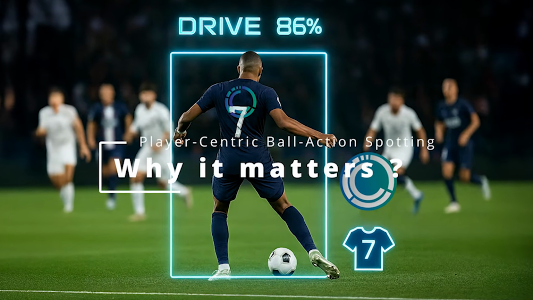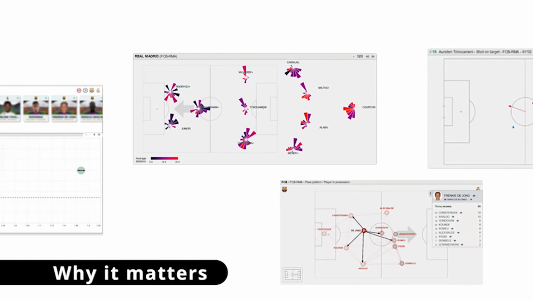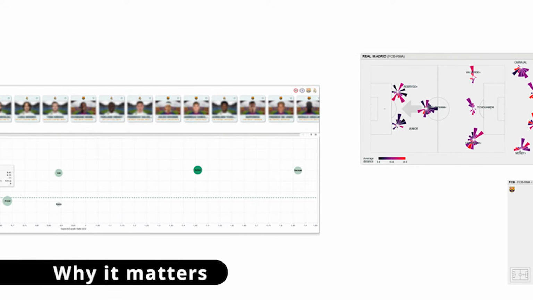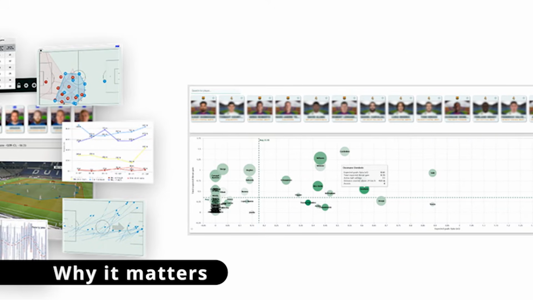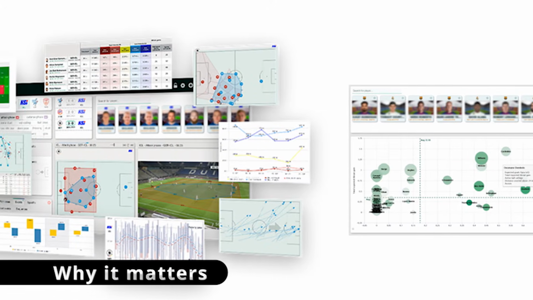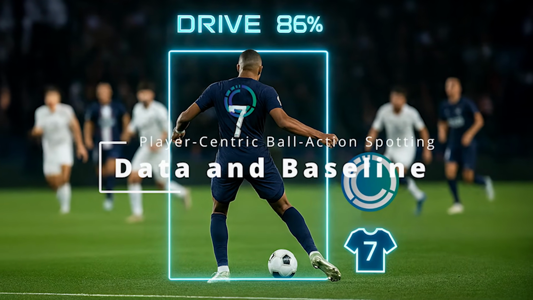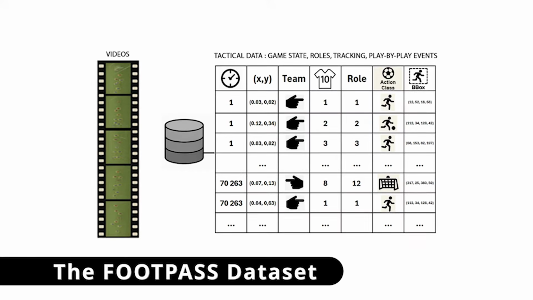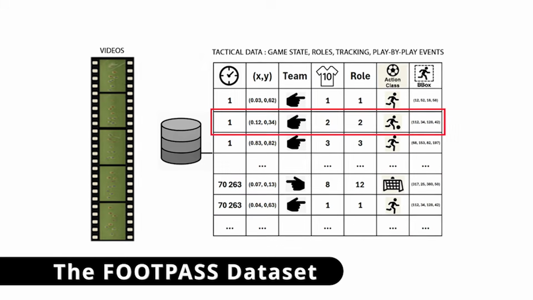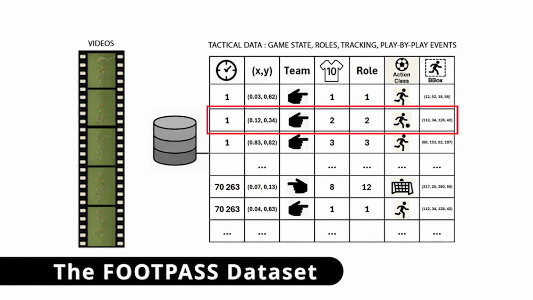Why does it matter? Once you know the who, you can quantify contribution: pressing intensity per player, progression chains, creators of chances. It enables objective player evaluation, linking actions to performance indicators and value. It shifts analysis from highlights to accountability and intent. The dataset provides dense ball action annotations over full matches: what happened, when it happened, and which player did it. The identity of the player is determined by their team affiliation and jersey number.